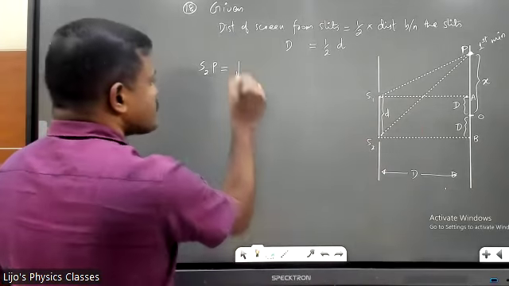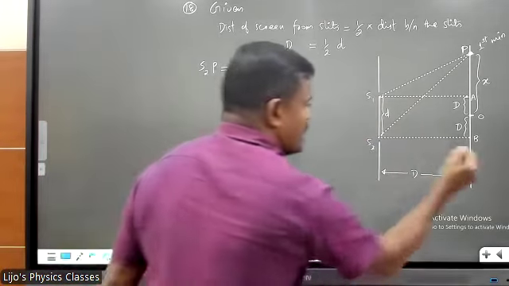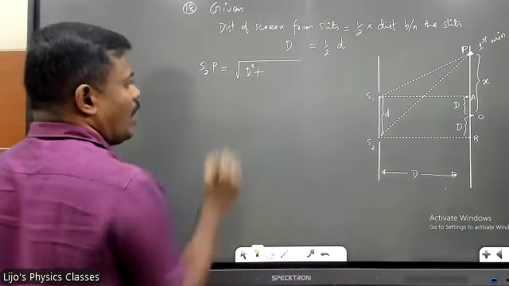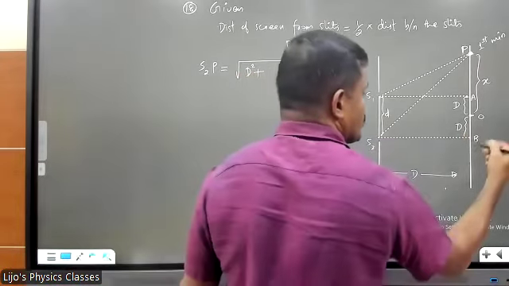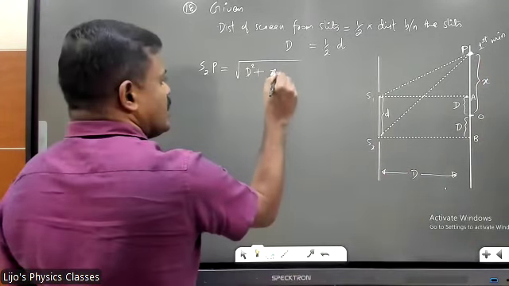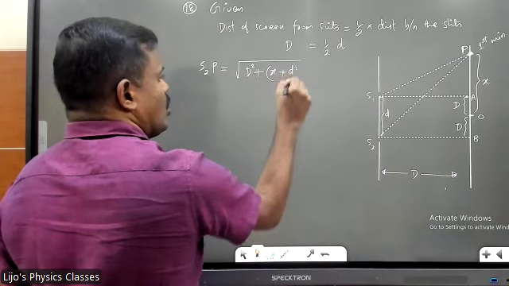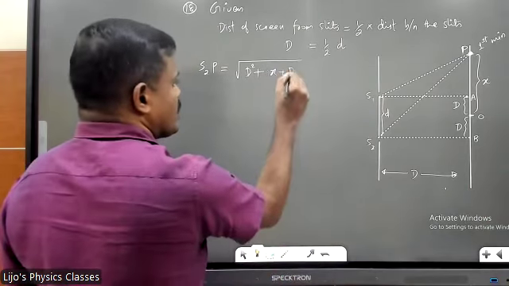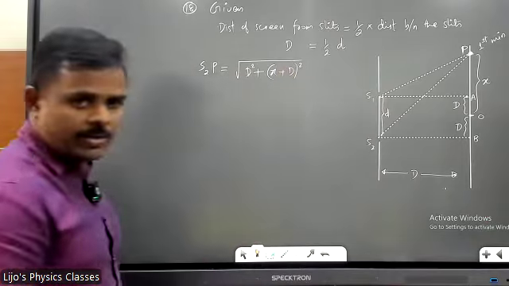Root of base square. Base is d, right? D square plus altitude square. Altitude is how much? This is x, this is d. Altogether, x plus capital D the whole square. Isn't it? X plus capital D the whole square.